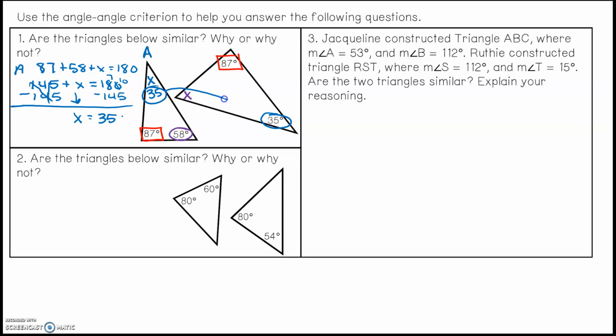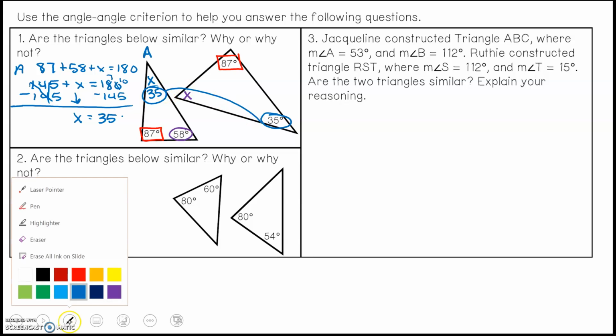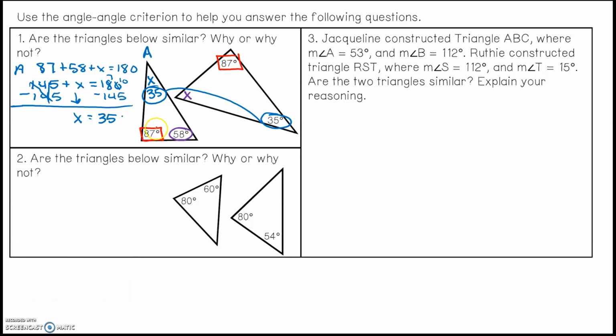And it corresponds with that one. So now I have two sets of corresponding angles that are congruent. So yes, these are similar. Okay, number 2. Are the triangles below similar?